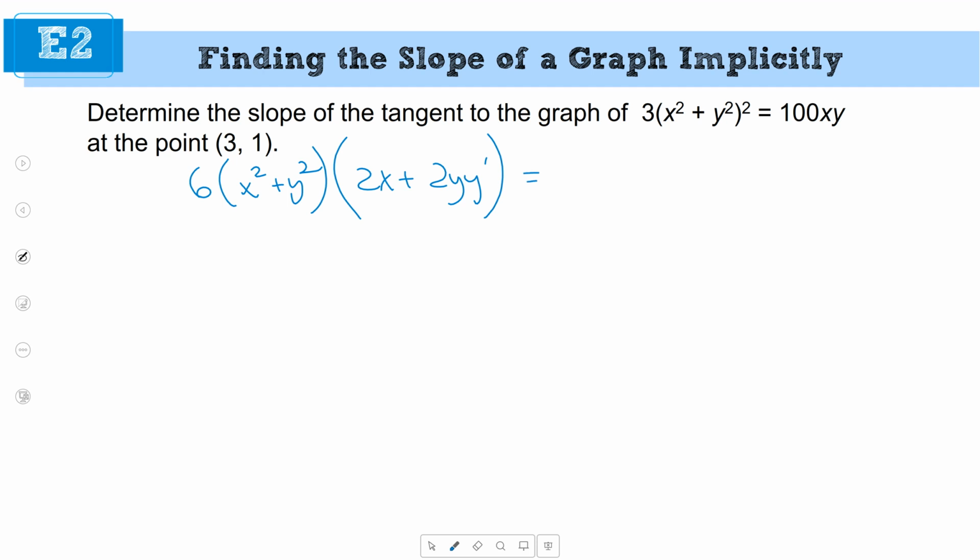Equals, oh, this will be fun. Just to make sure you can follow me here, I'm going to consider 100x one function, and I'm going to consider the y another function as I do the product rule. The first times the derivative of the second plus the derivative of the first times the second. Derivative of y is y prime, derivative of 100x is 100. That wasn't so bad, right?